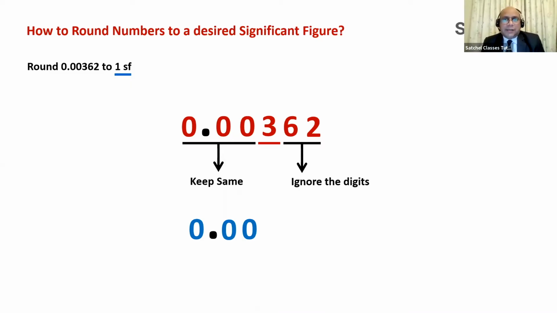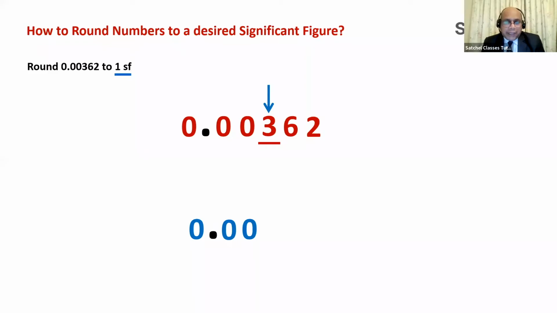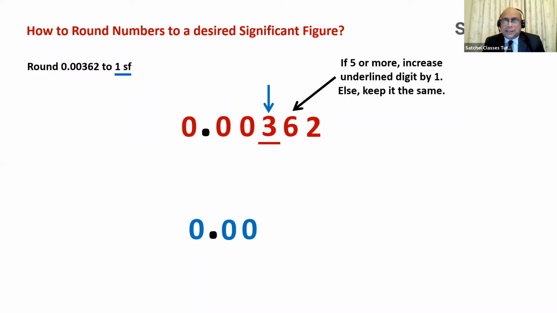Finally, let's take a call on the 3 itself. That depends on the digit which follows 3. In our case, it is 6. Because 6 is more than 5, we need to increase 3 by 1. So we'll get 4. So the number 0.00362 rounded to one significant figure is 0.004.